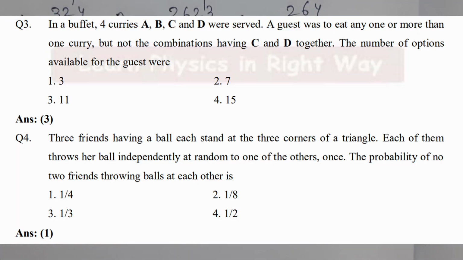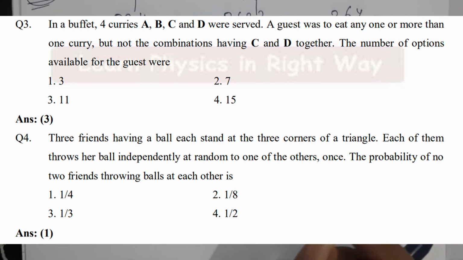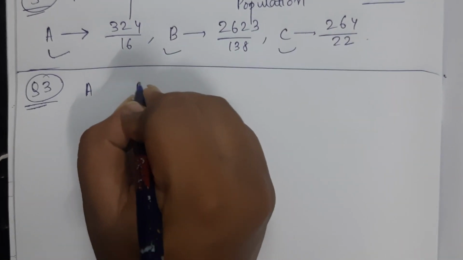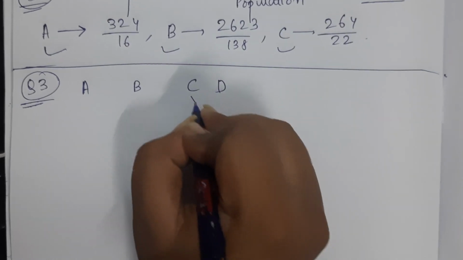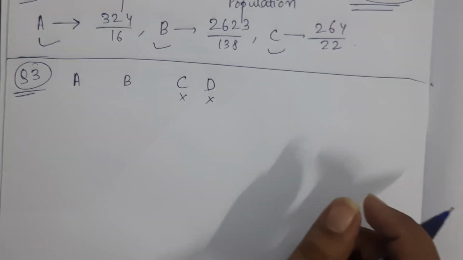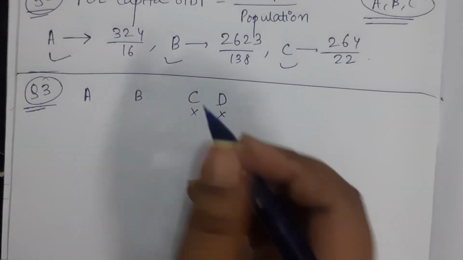Now question number 3. I hope you can see the question on screen. In a buffet, 4 curries A, B, C and D were served. The guest was to eat any one or more than one curry, but not the combinations having C and D together. The number of options available for the guest were. So we have 4 curries A, B, C, D, and C and D cannot go together. So how we can do it is find the combinations.